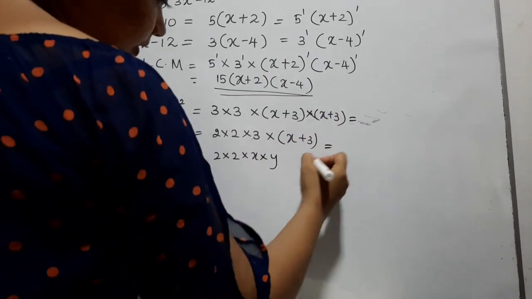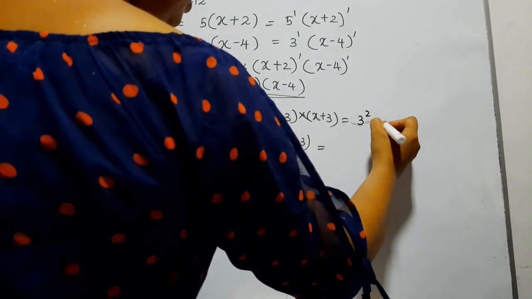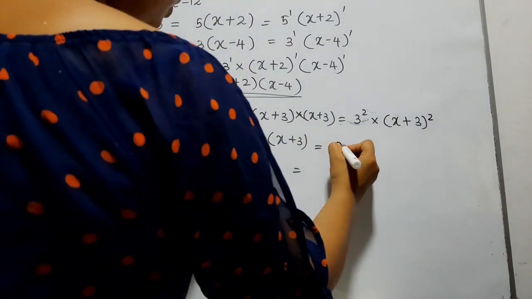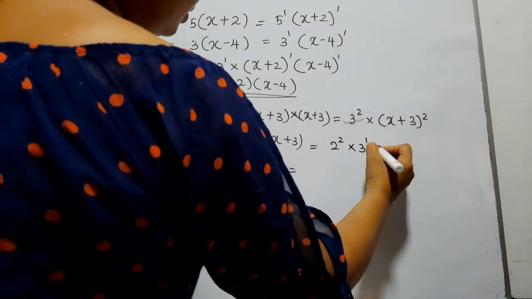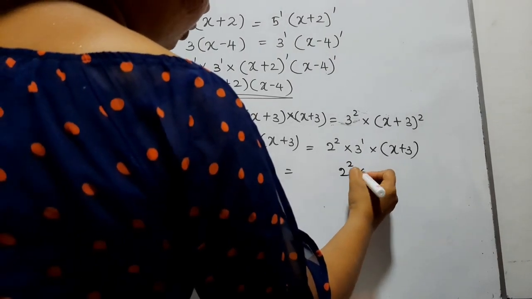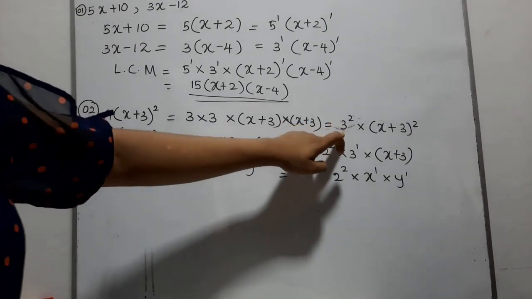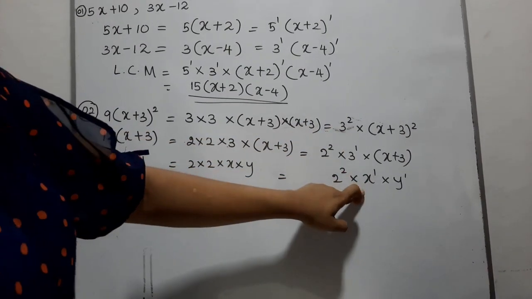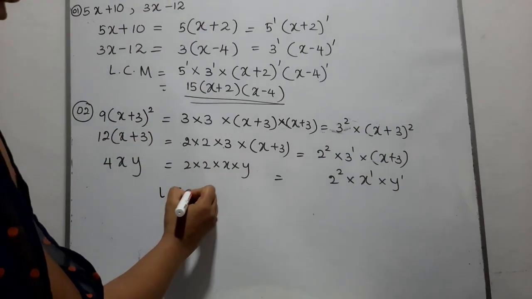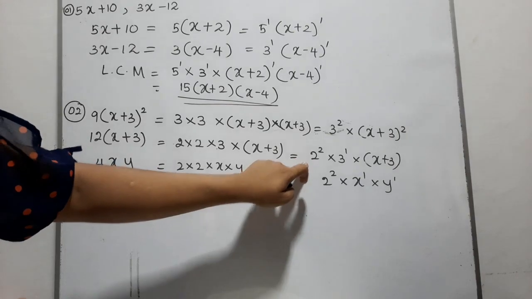Now let's write those with their index. 3 into 3, 3 to the power 2 into x plus 3 to the power 2. Here 2 to the power 2 into 3 to the power 1 into x plus 3. Here 2 to the power 2 into x to the power 1 into y to the power 1. Now it has distinct factors 3, 2, x, y and x plus 3. Now to find the LCM, we obtain the product of powers of each distinct factor.